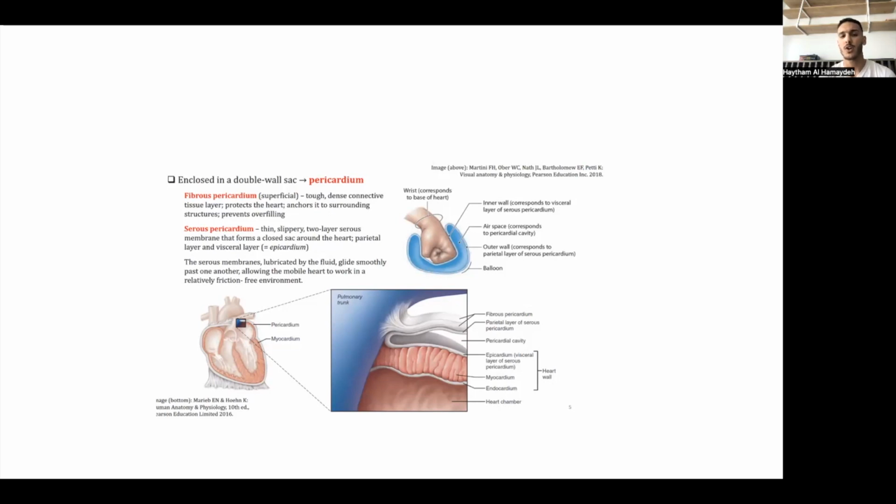How the heart is situated in the pericardium is just like looking at this structure right here. Imagine you have a balloon and you put your fist directly into this balloon. The air is away from your hand. You're not touching the air. You're just fisting that balloon, okay?